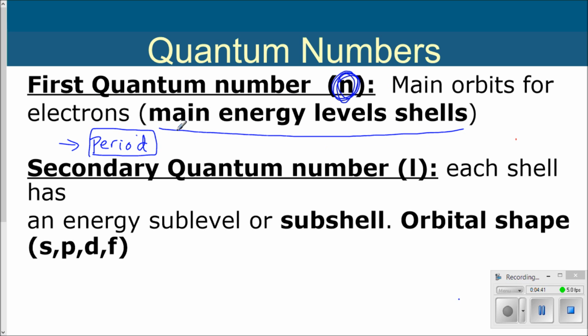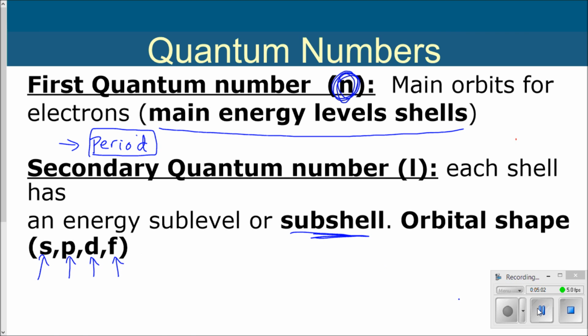The second quantum number describes what we call the subshell, and it defines the shape that the electrons are fitted in. There are actually 4 different shapes. They're assigned a letter: S, P, D, or F. Each one has a different shape.